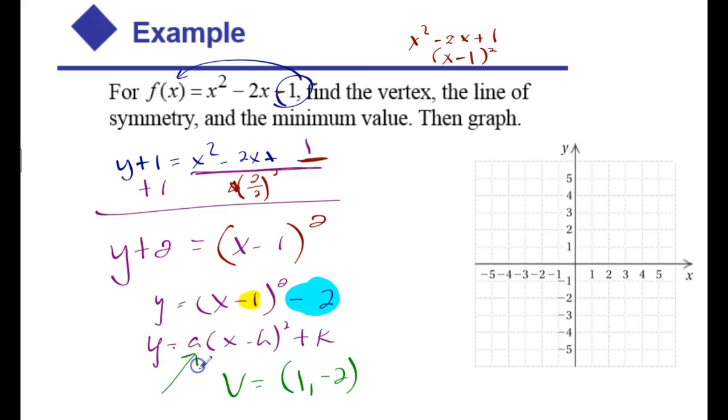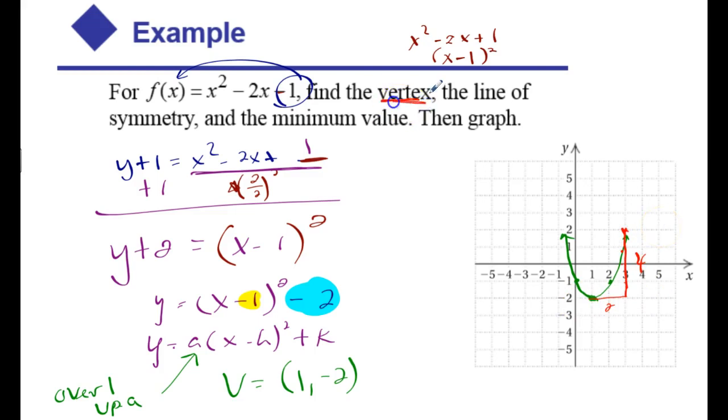And the value of a is very important, because we always go over 1, up a, or down a. But since a is positive, I'll go up a. So I'll find some other points on the parabola. So over 1, down 2 is the vertex. Over 1, up 1, over 1, up 1. And that's a pretty good graph right there. If you want to find additional points, you could go, again, over 2, up 1, 2, 3, 4 to find another point. And I could continue this process over 3, up 9.